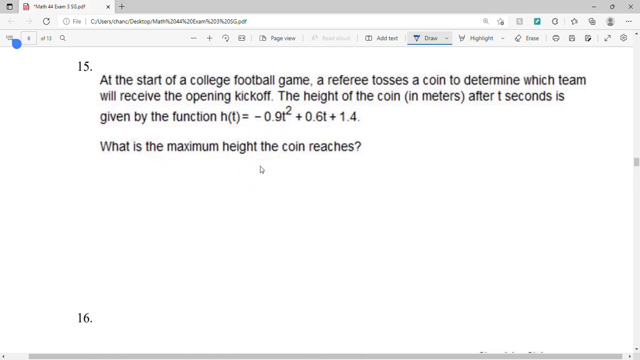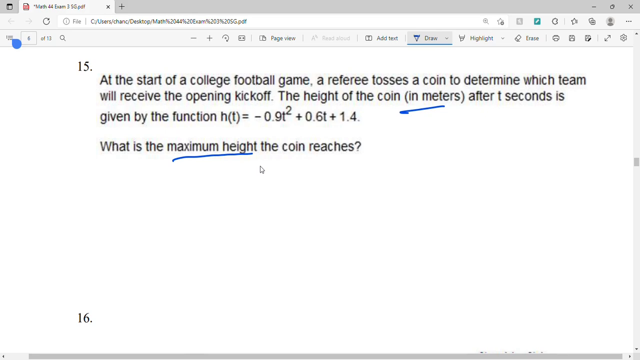Example 15, at the start of a college football game, a referee tosses a coin to determine which team will receive the opening kickoff. The height of the coin in meters after t seconds is given by the function h of t equals negative 0.9 t squared plus 0.6 t plus 1.4. What's the maximum height the coin reaches?